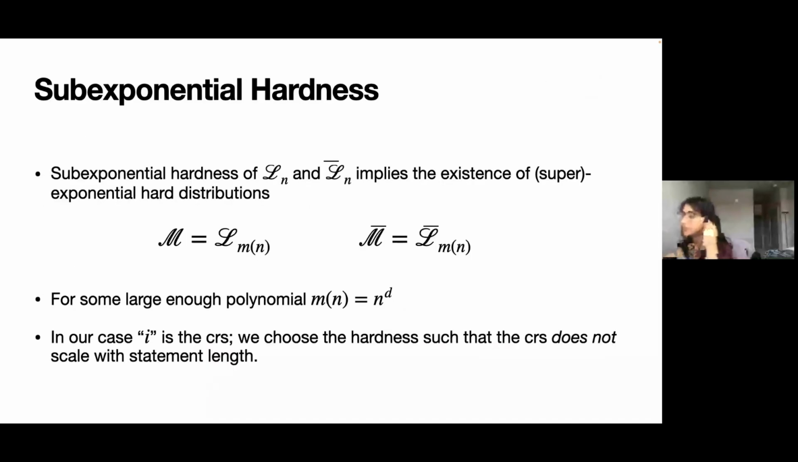Right, so, okay, so this is actually exactly what you brought up. So sub-exponential hardness of an L and L bar imply the existence of super exponentially hard distributions, M and M bar, for a large enough polynomial M of n. And so in our case, since I is a CRS, we choose a hardness such that the CRS doesn't scale with the statement length. And then this is sufficient for showing indistinguishability.